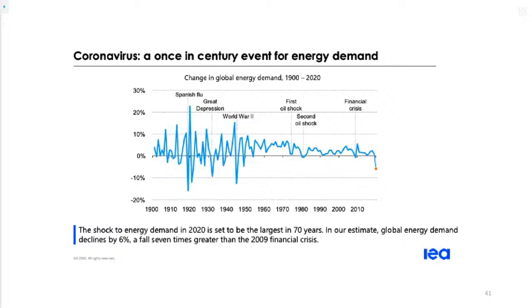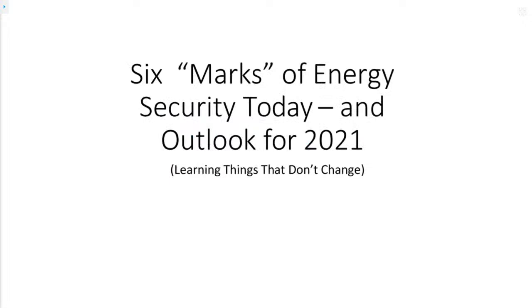The International Energy Agency has estimated that energy demand dropped 6% in 2020 alone, which is the largest shock to the energy system in 70 years. And what that means is that a lot of what we're talking about is going to be impacted, either the transition process or the reliance on oil and gas for the United States as well as for other countries.